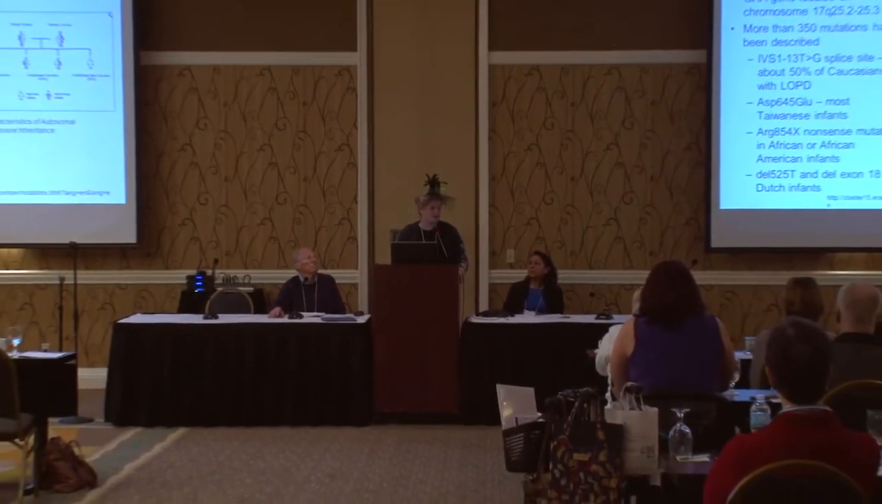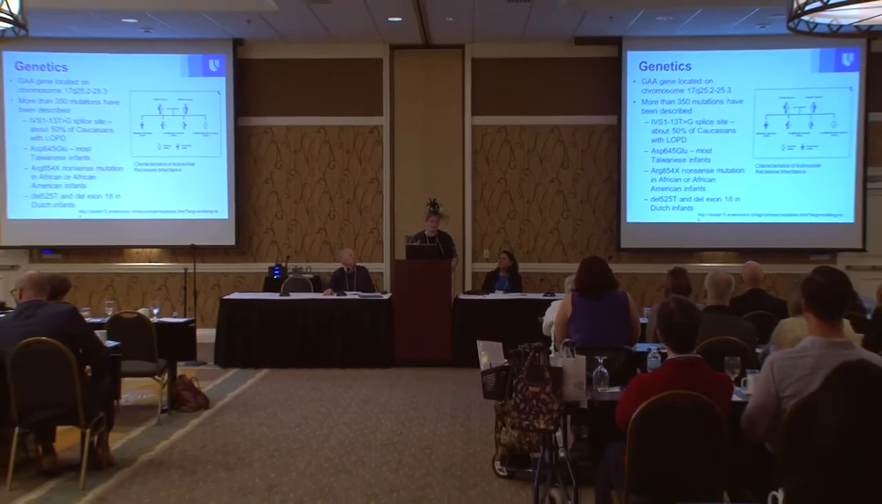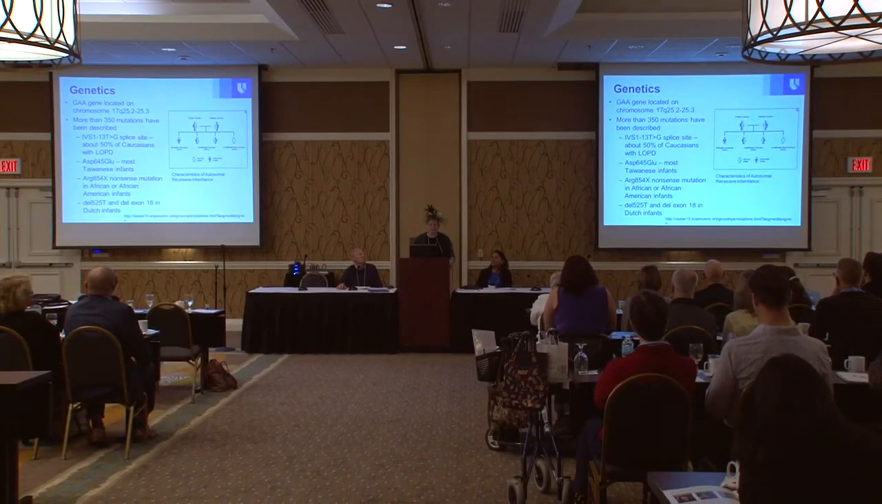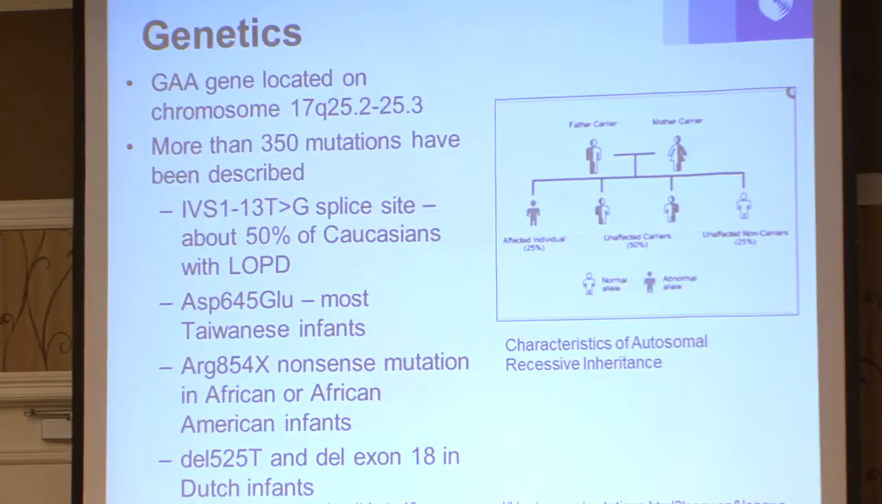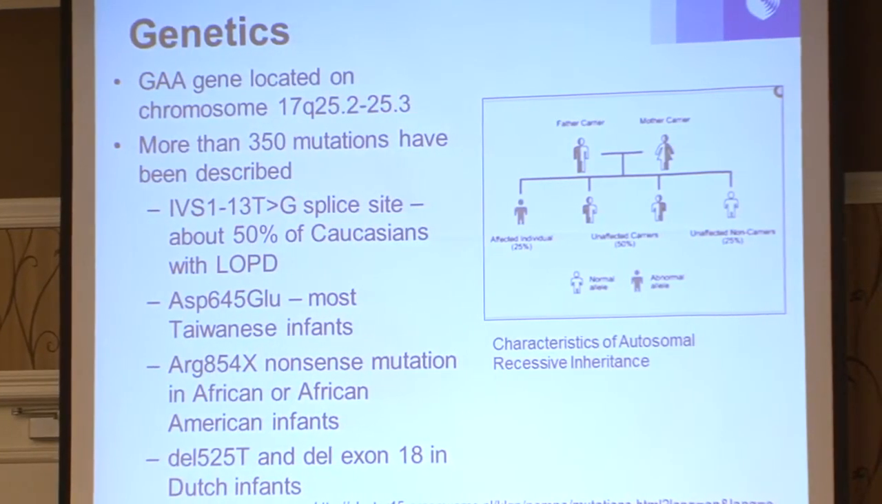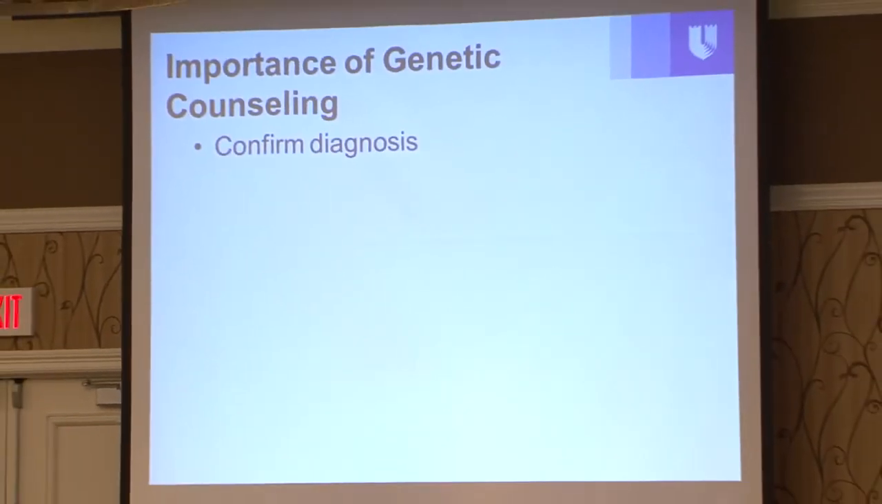Just quickly, the GAA gene is located on chromosome 17. And as Deeksha mentioned, there are a number of mutations. Like Dr. Kimonis suggested, a lot of these mutations are private family mutations, so they're only seen once in a family versus a number of times in different individuals. But there are several mutations that are seen in specific populations, especially populations that are a little more closed, for example, the Dutch population.